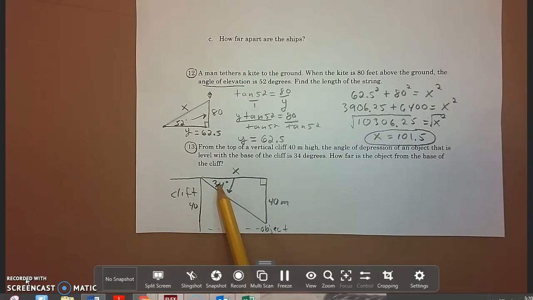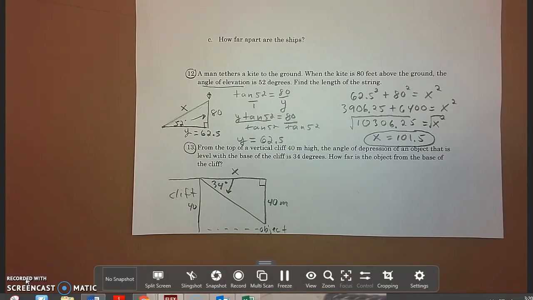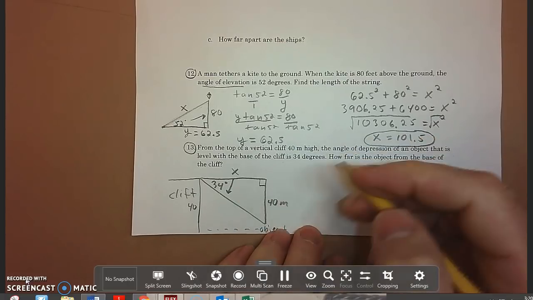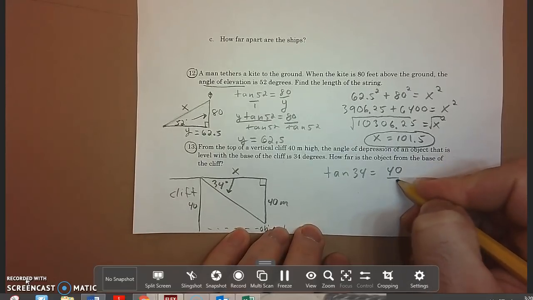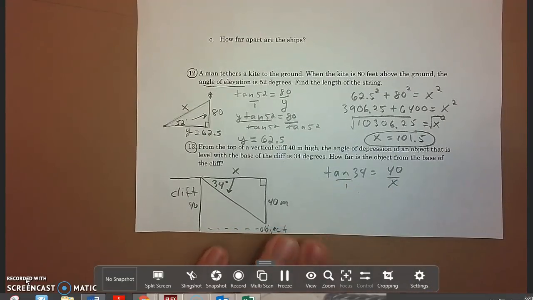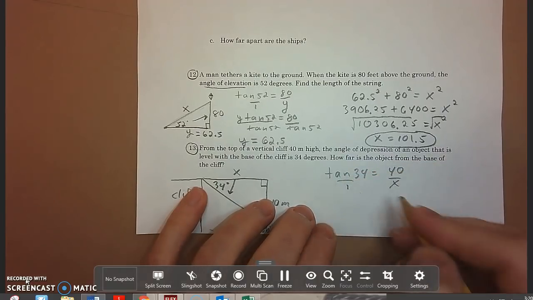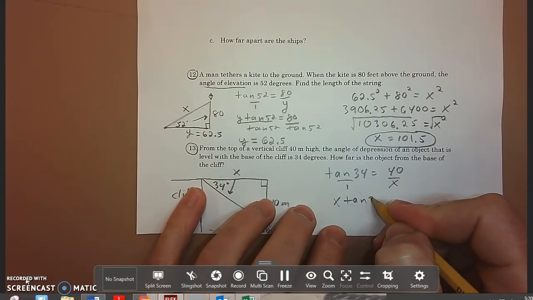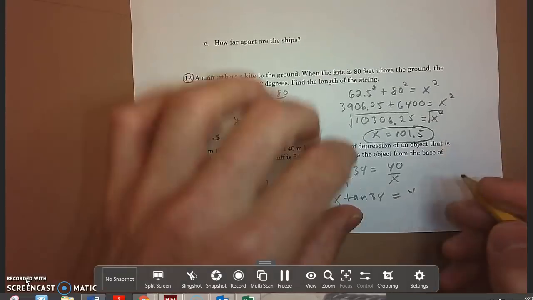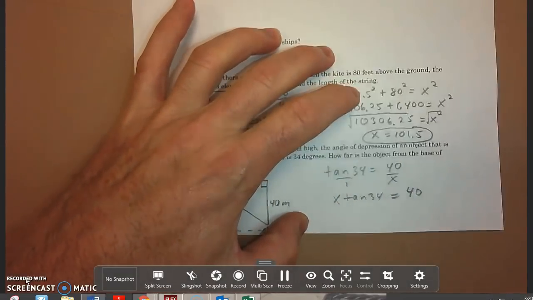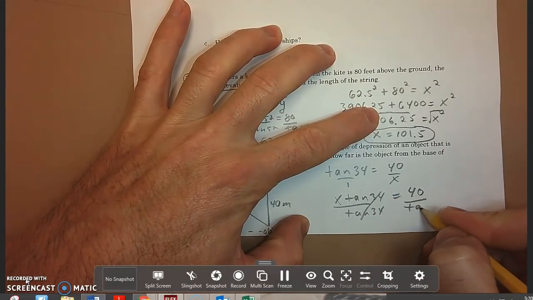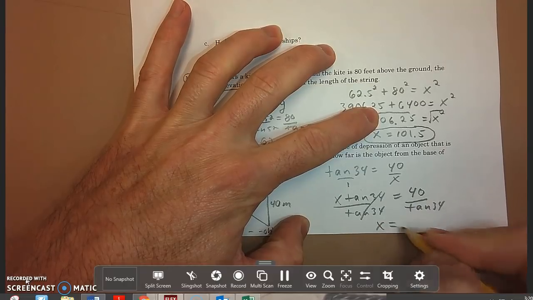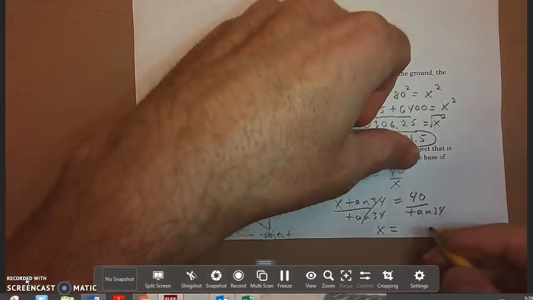The angle of depression, the distance from the object to the base of the cliff, and my height is 40. So I can see that I can use tan here. Tan 34 equals 40 over x. We're going to put that over 1, and we're going to cross multiply. So I get x tan 34 equals 40. We're going to divide both sides by tan 34. That leaves me with x equal to 59.3.